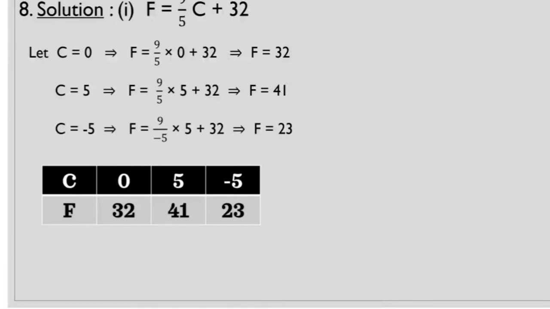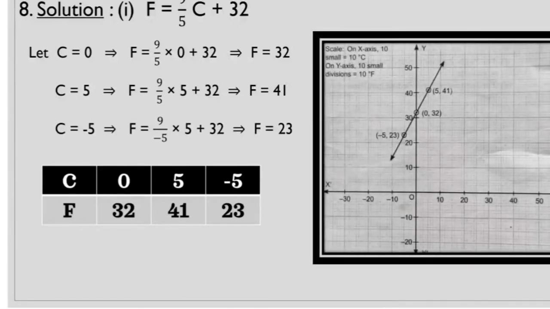Let's plot the graph for the same. Again, x-axis we have to select for Celsius and y-axis for Fahrenheit. So we draw the x-axis, y-axis, and then we take the scale. On x-axis we have taken 10 small divisions equal to 10 degrees Celsius, and on y-axis we have taken 10 small divisions as 10 degree Fahrenheit. Both measurements are the same 10, but one is in Celsius and another is in Fahrenheit. After marking 10 degree for each box, let's plot the points.